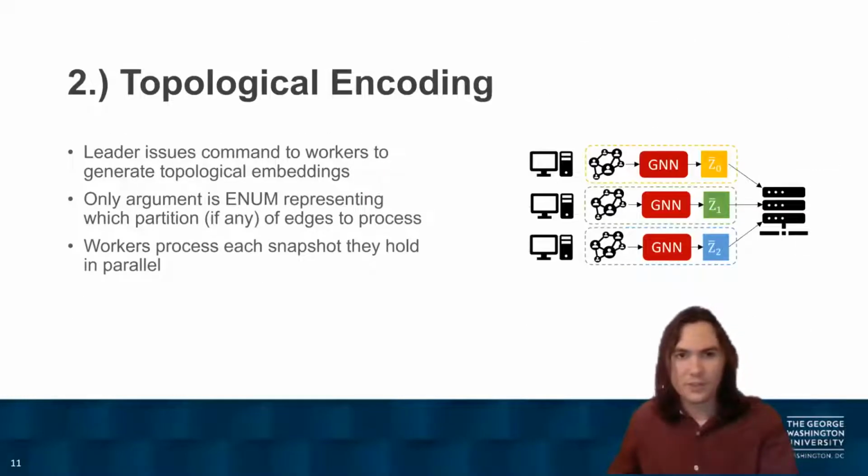Once everyone's finished loading in their data, the leader issues a command to all of the workers to use their graph neural networks to make a topological embedding of the graphs. Because all the data is stored on the workers, there's very little network traffic.